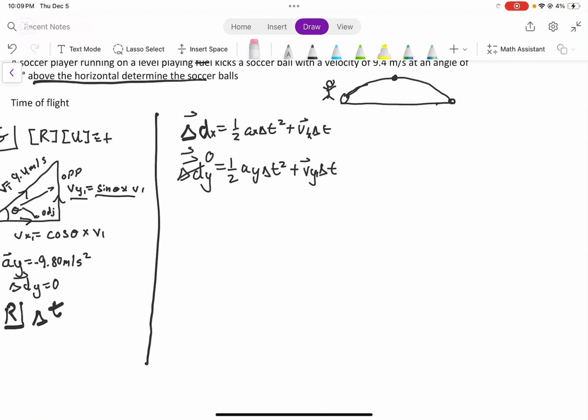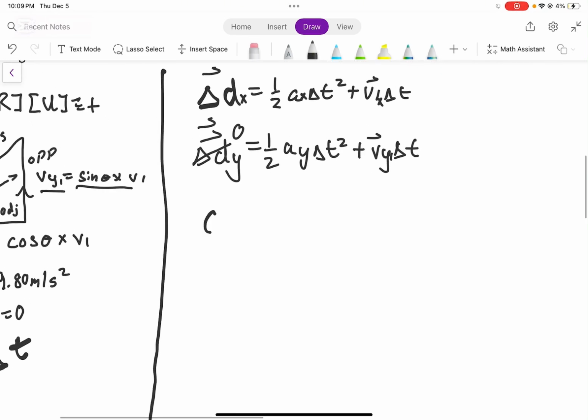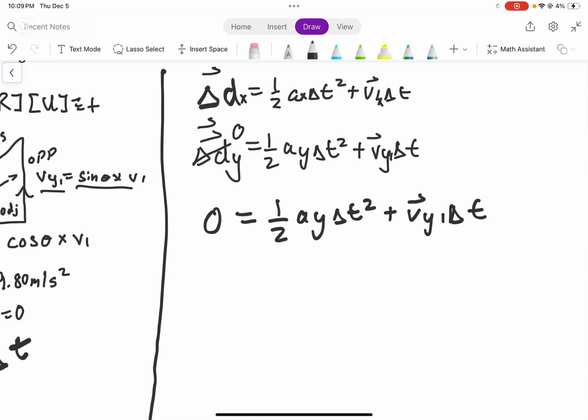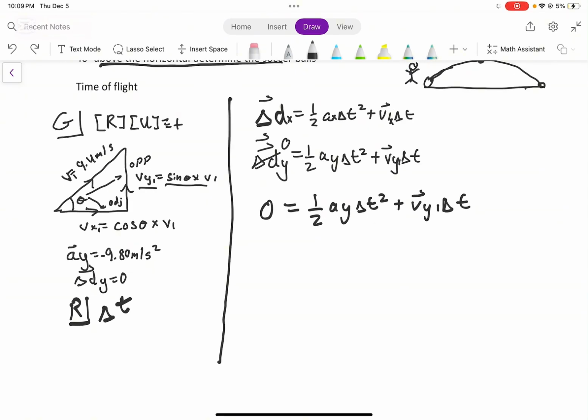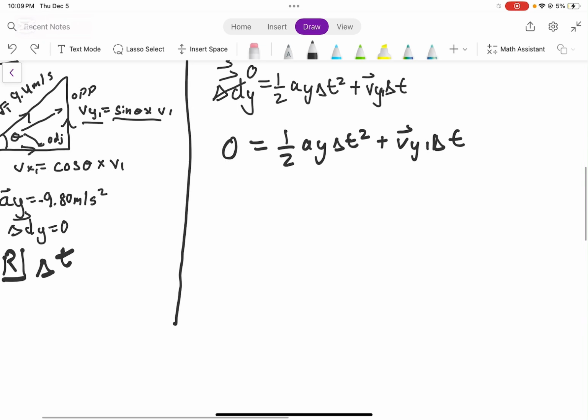So now that we know delta dy is 0, one of our terms dropped out, which means we don't have to use the quadratic formula. So now we can just go 0 is equal to 1/2 ay delta t squared plus vy delta t. Now we want to get delta t by itself, that's one of the first things we want to do. So how are we going to do this? Well, we can try to move this term over, but that's going to get a little messy, and there's an easier way to do it.